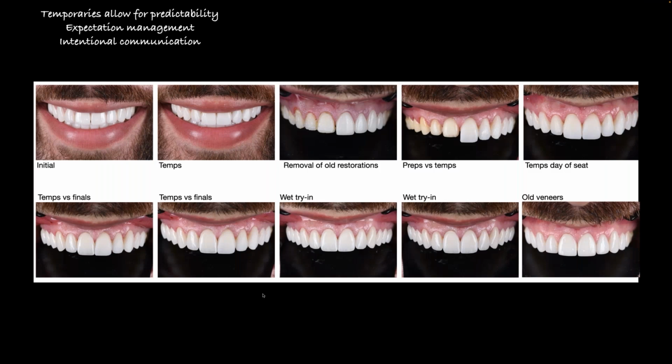And so really what we're doing is we are looking for predictability. We want to ensure that what the patient expects is what we get in the final result. And so when we insert our cases, we want to cut off half of the provisionals and do a try-in where we measure and see, do the provisionals look like the temporaries?